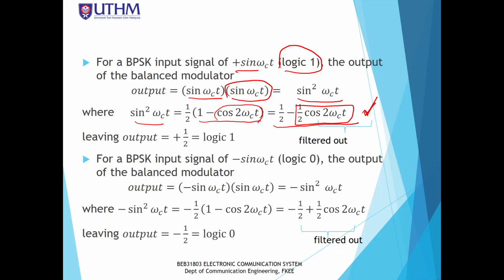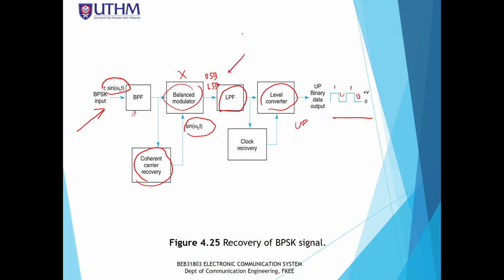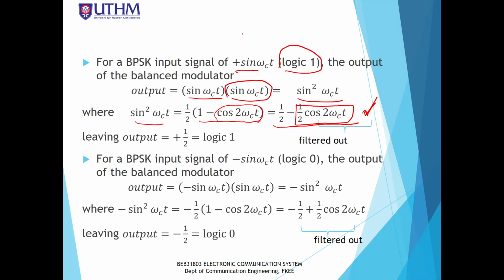After we put it inside the low pass filter, which will only select the low frequency signal and remove the high frequency signal, the component 1/2 cos 2 omega ct will be filtered out. So the output of the low pass filter is only positive 1/2. Since this is a positive value, it is representing logic 1.